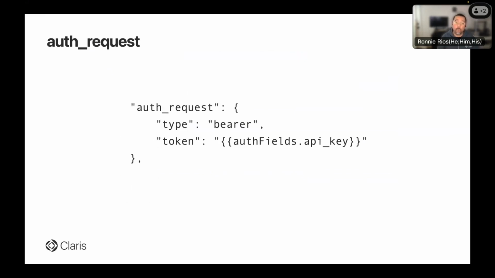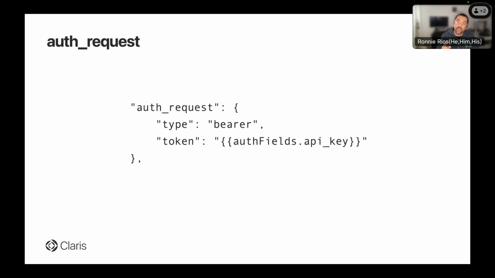So we'll create an auth request. We'll say that the type of the request is going to be bearer. And then we have to send the API key, right? So that's the token attribute. Now we've already asked the user for the API key. Remember, in auth fields, we created a field for the user to provide the API key. So this is how we reference that information back.